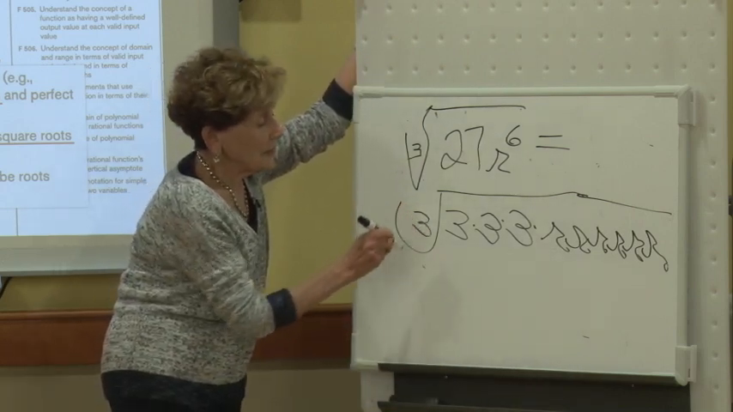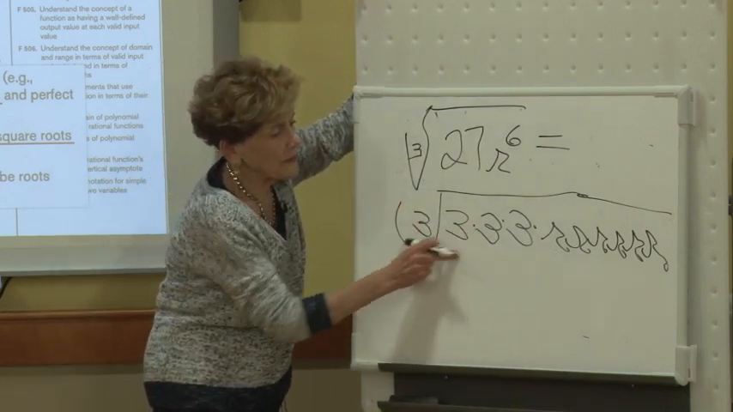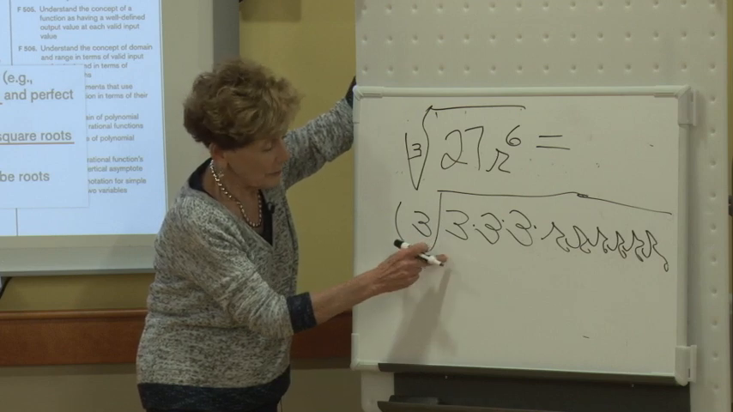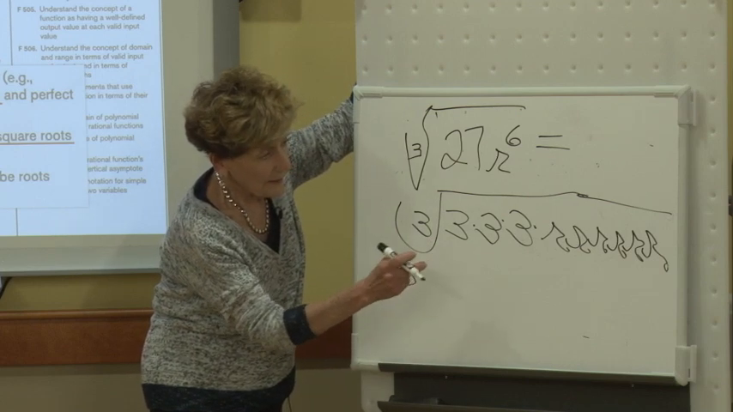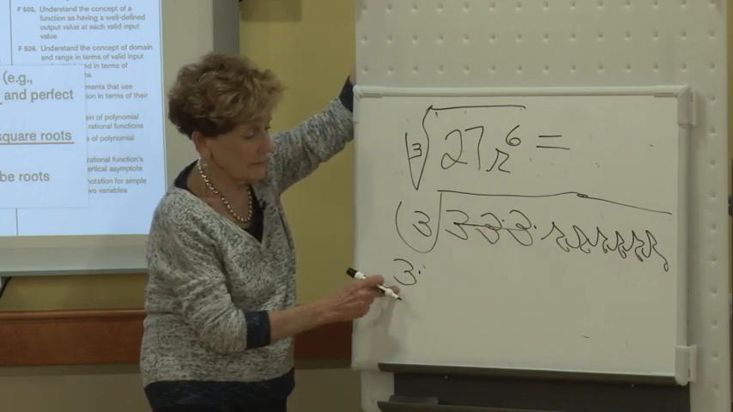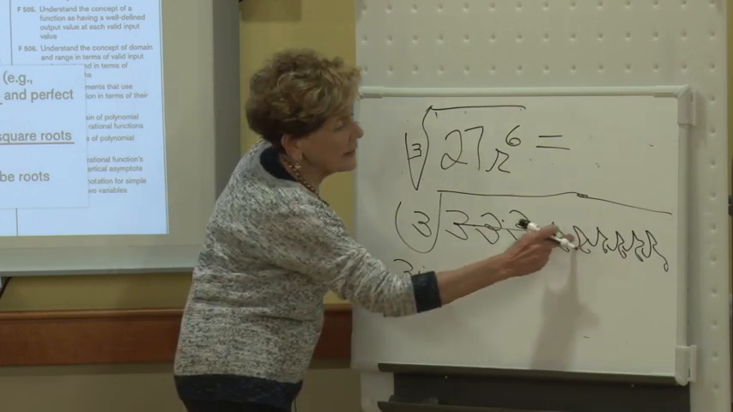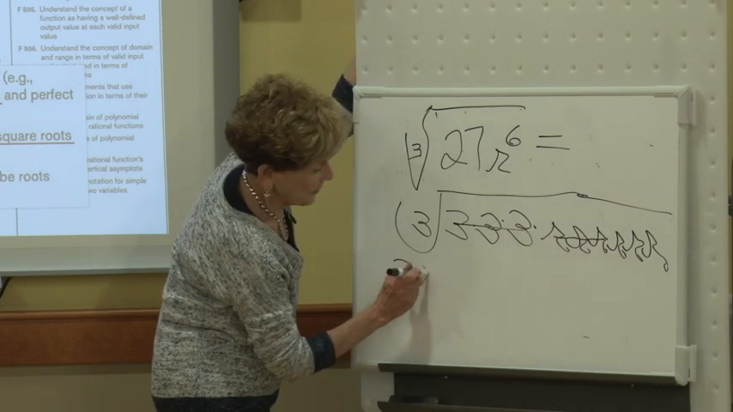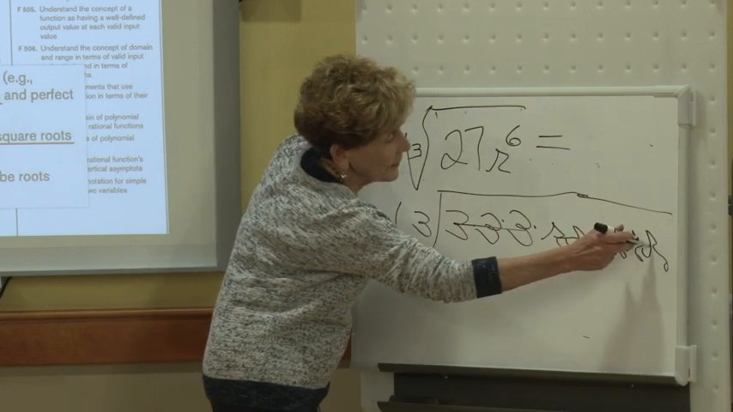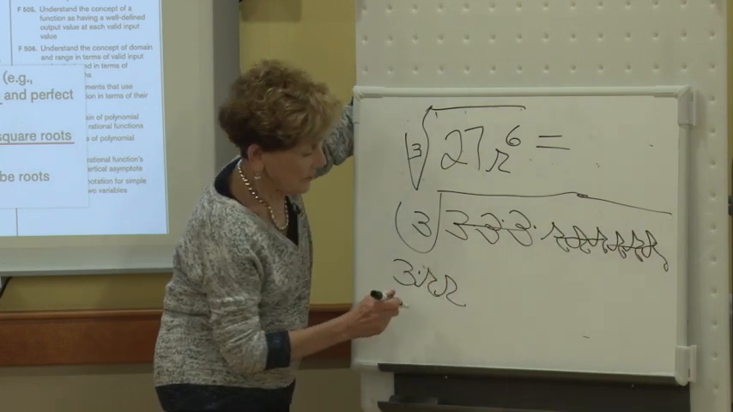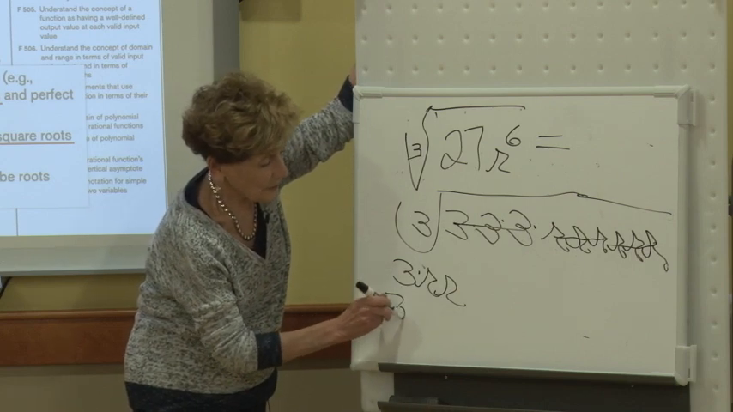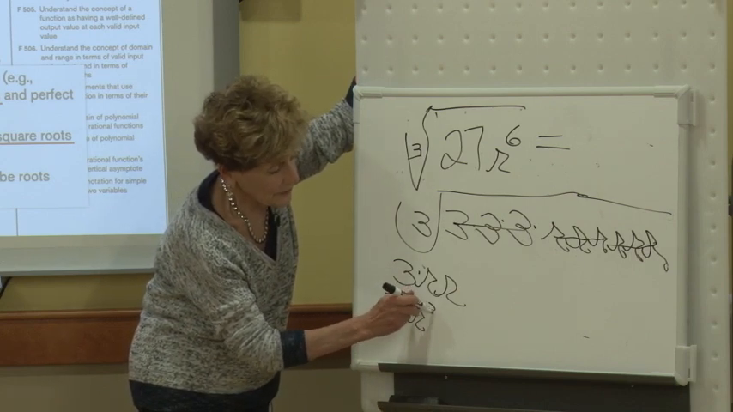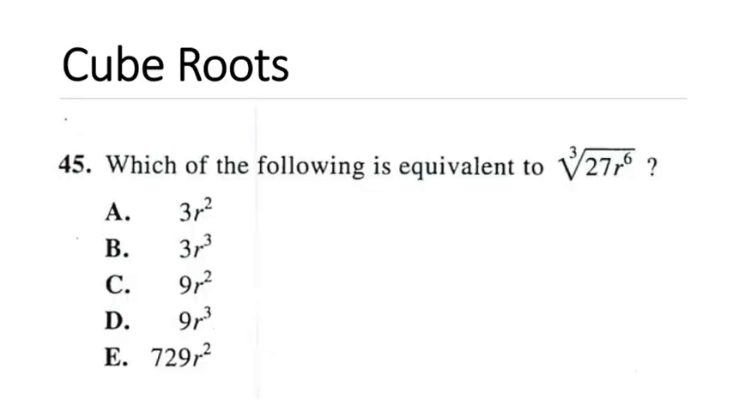Okay. So now simplify it. For every 3 under here, I can bring one out from under the roof. So they're gone. How many do I have here? I've got 3, so I can bring one out, and another 3. So 3RR is really 3R squared. Sure. And so that's A.